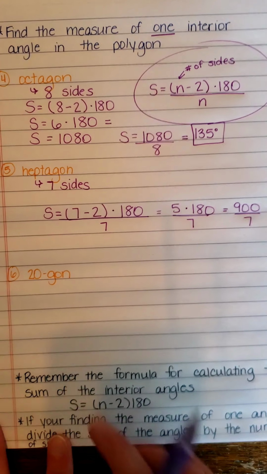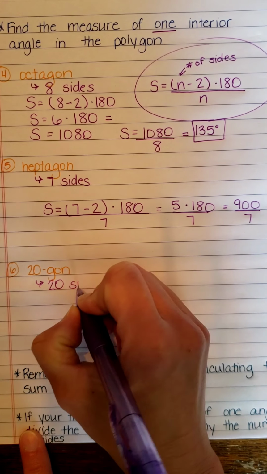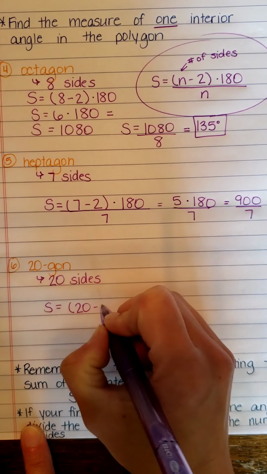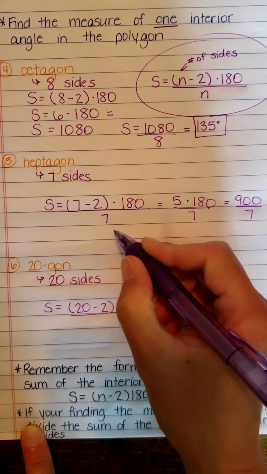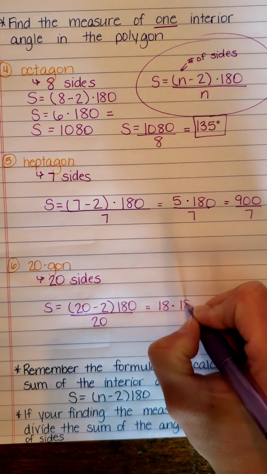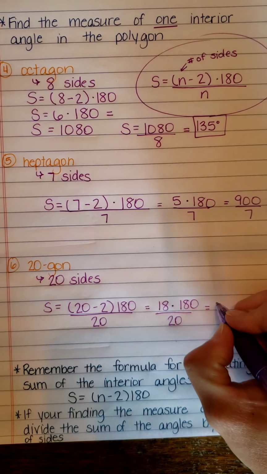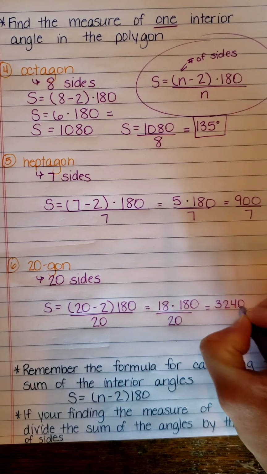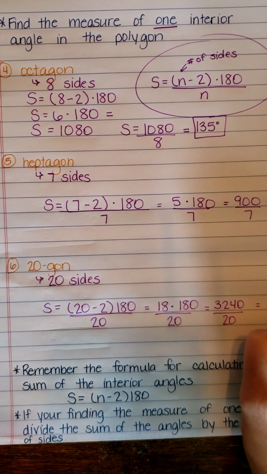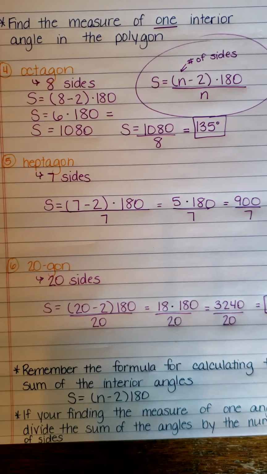Okay? All right, and then I have a 20-gon. So again, this figure has 20 sides. So we're going to use our formula. S equals 20 minus 2 times 180 divided by 20. Okay, so 20 minus 2 is 18, so I have 18 times 180 divided by 20. Okay, so 18 times 180 is 3,240, and I'm going to divide that by 20. And 3,240 divided by 20 is 162 degrees. So the measure of one angle in a 20-gon is 162 degrees.